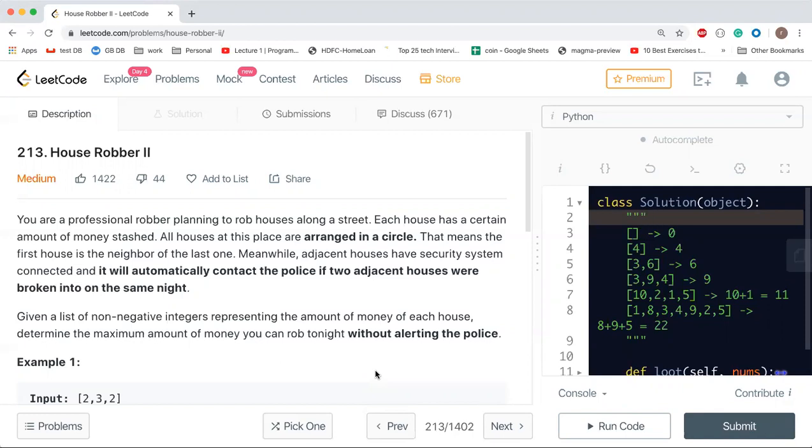In this problem, the problem statement is the same. The only difference is that the houses are arranged in a circle. So when the houses are arranged in a circle, what does that mean? It means that the first and the last house are connected to each other.